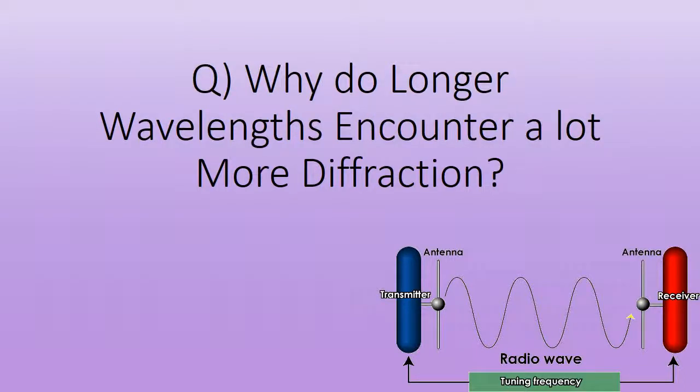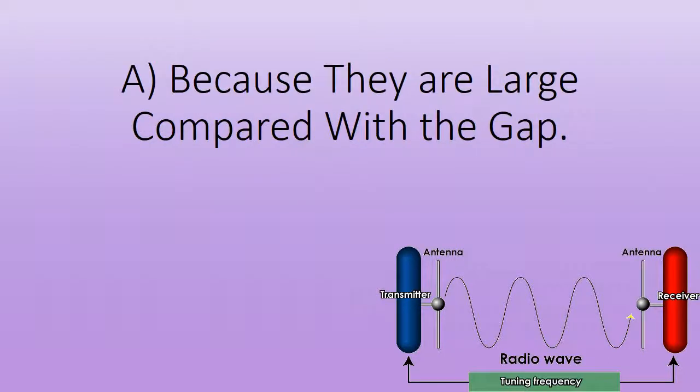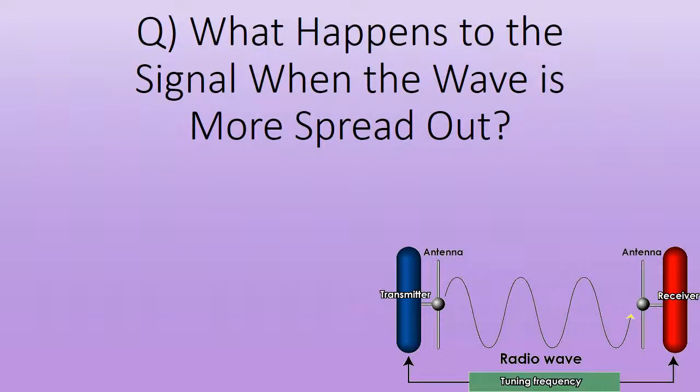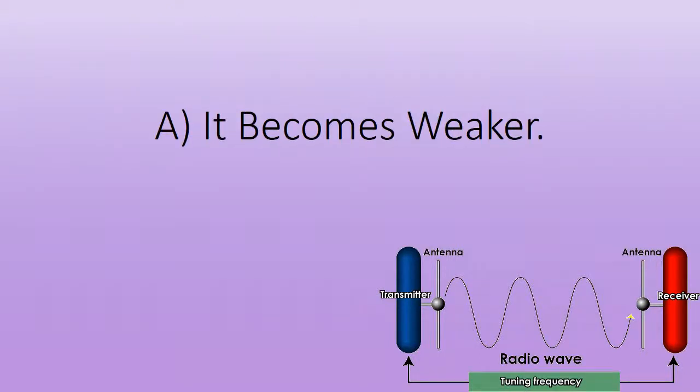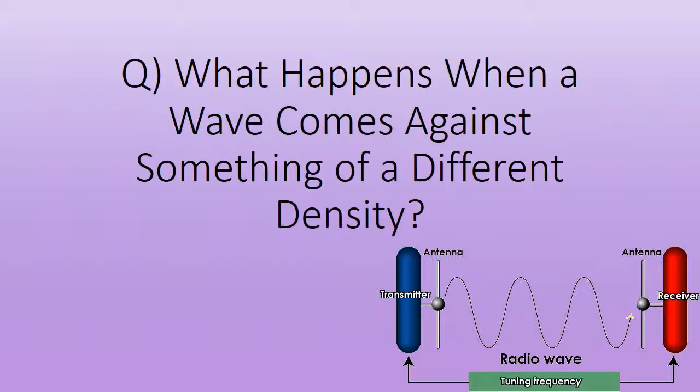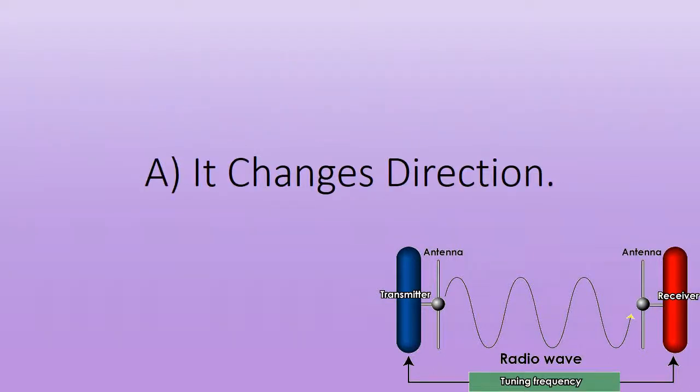Why do longer wavelengths encounter a lot more diffraction? Because they are large compared with the gap. What happens to the signal when the wave is more spread out? It becomes weaker. What happens when a wave comes against something of a different density? It changes direction.